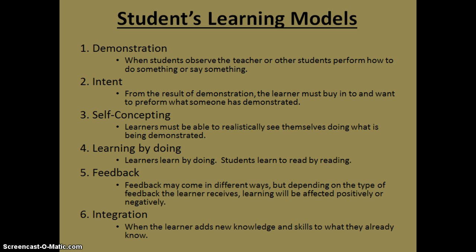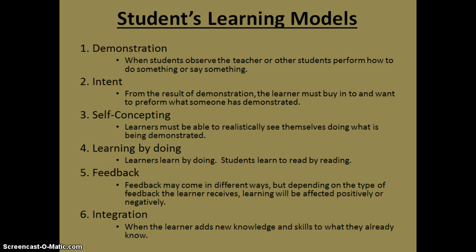Some of the learning models that students have. Demonstration. This is when students observe the teacher or other students perform some task. Then the second model is intent. From the result of demonstration, the learner must buy into wanting to perform what someone has demonstrated. Thirdly is self-concepting. Learners must be able to realistically see themselves doing what is being demonstrated.